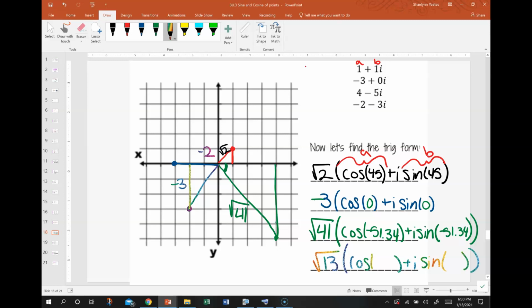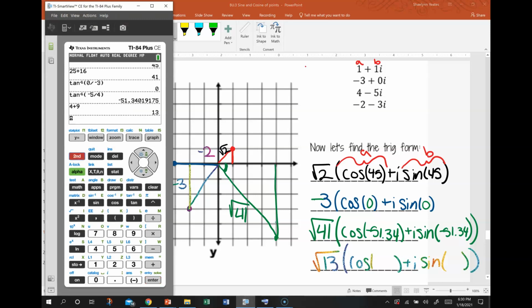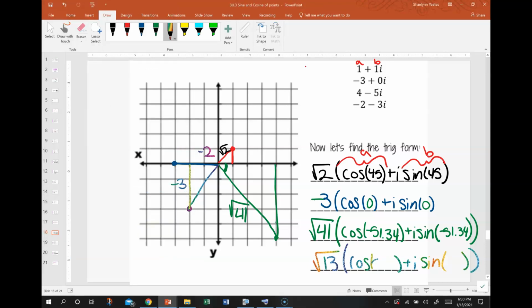So let's find our angle. So we're going to do inverse tangent of negative 3 over negative 2. So inverse tangent of negative 3 over negative 2. And we get 56.30. So we put 56.30.